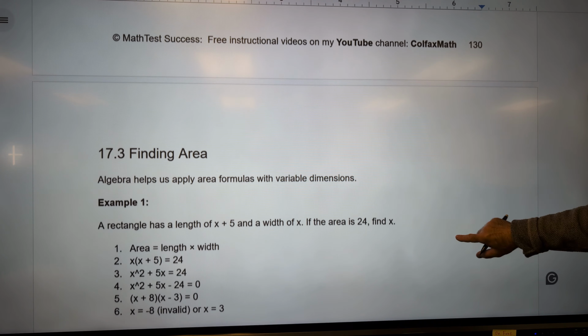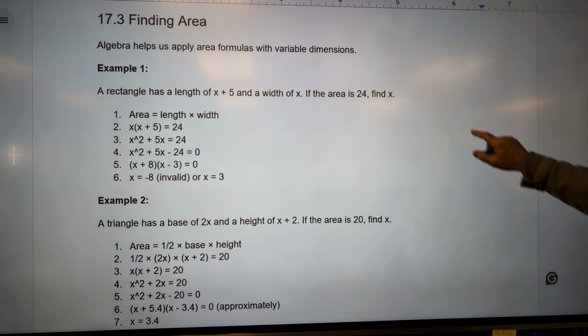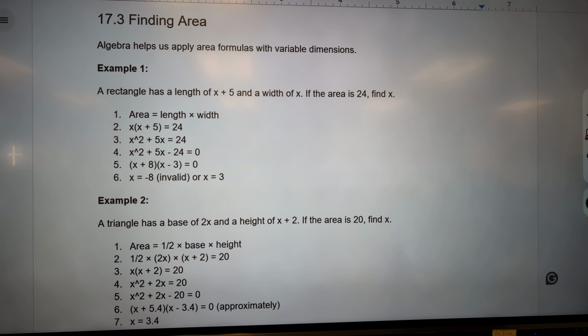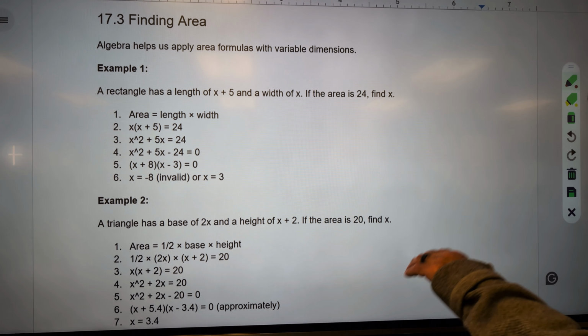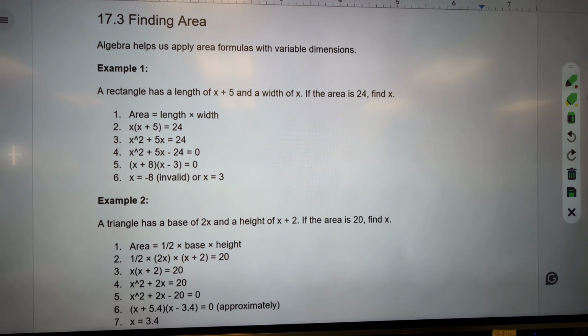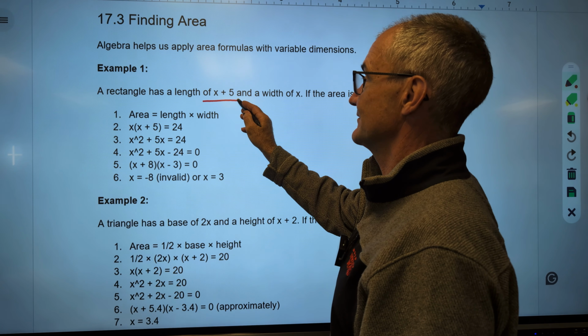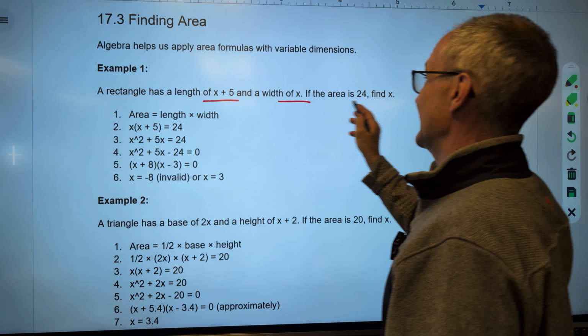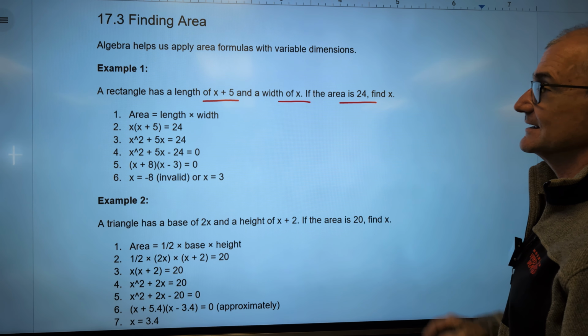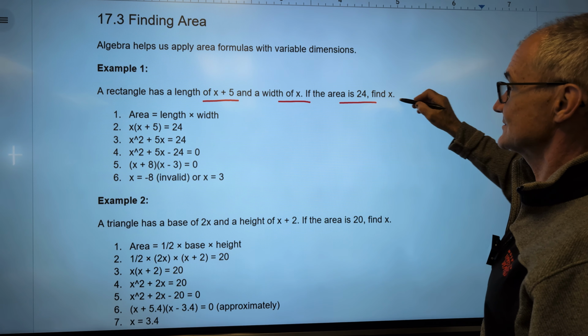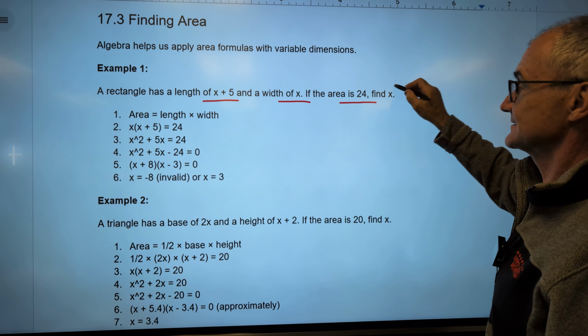Okay, let's move on a little bit here. Finding area. Remember, area of a rectangle is base times height, or length times width. And as we read this, a length of this and a width of this, and it's giving you the area. It's not asking for the measurements, it's only asking you for x.